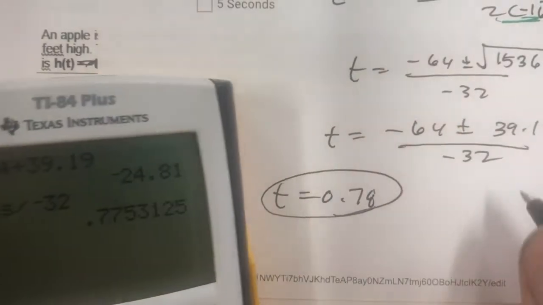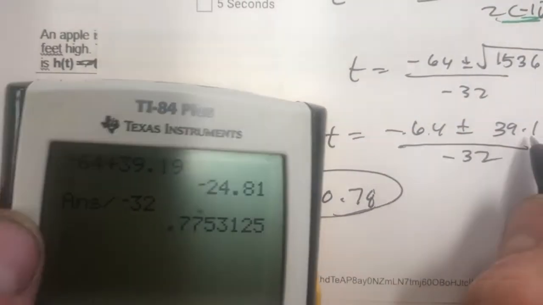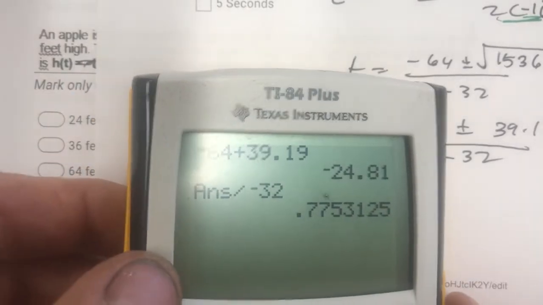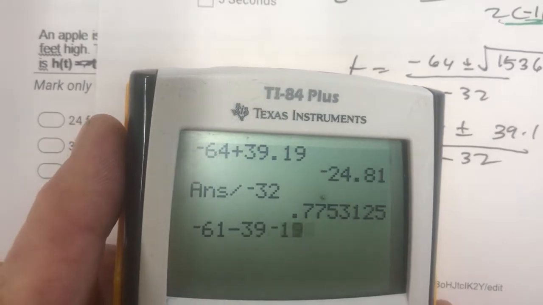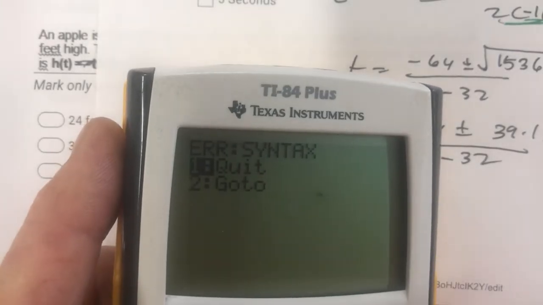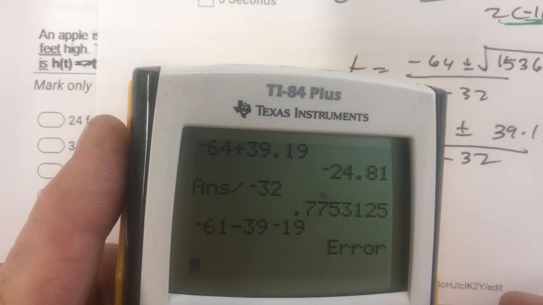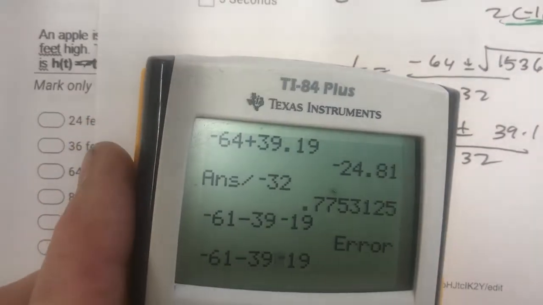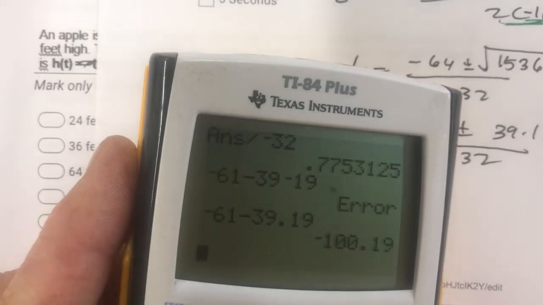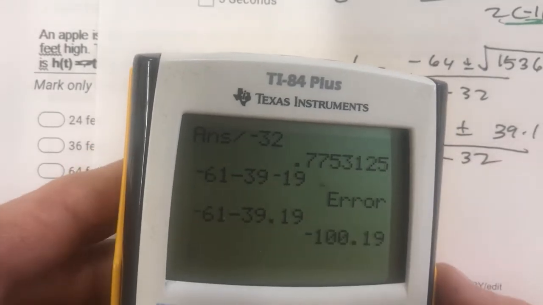So there's one answer. And I'm going to do negative 64 minus that. All right, so negative 64 minus 39.19. Hit equals. Uh-oh. Made a mistake. Oh, right there. It's supposed to be a decimal. There you go. Now divide by negative 32.